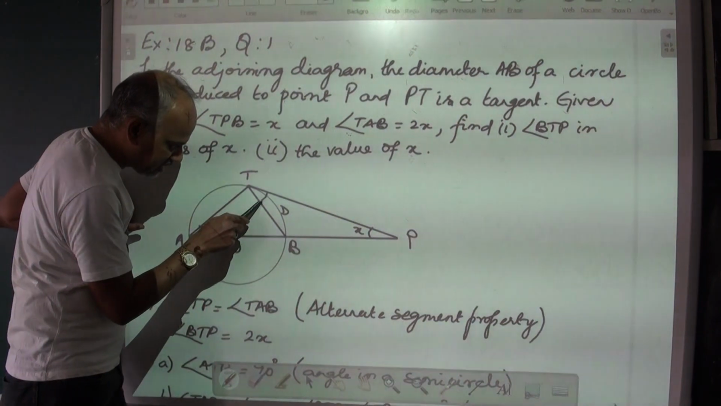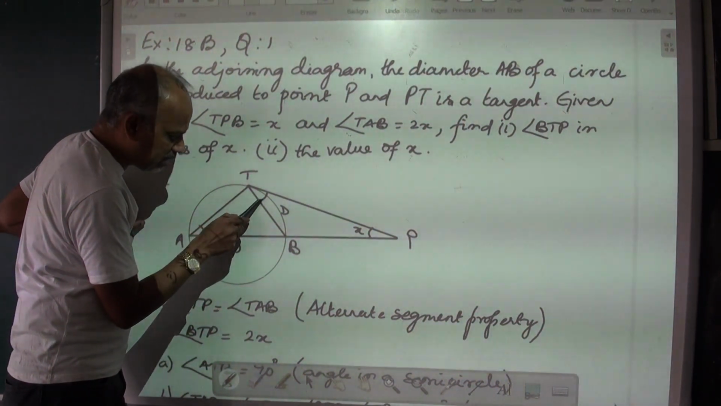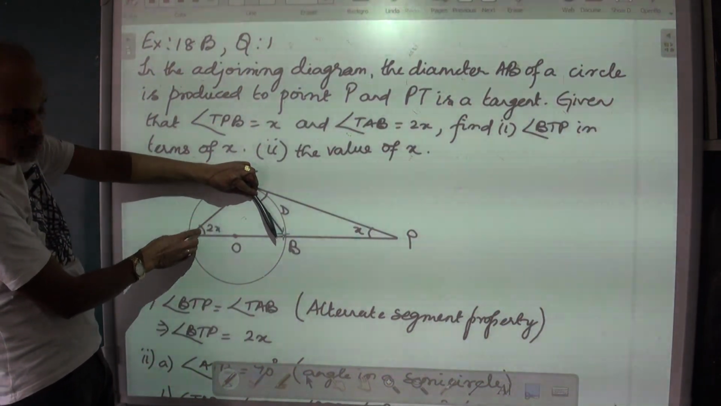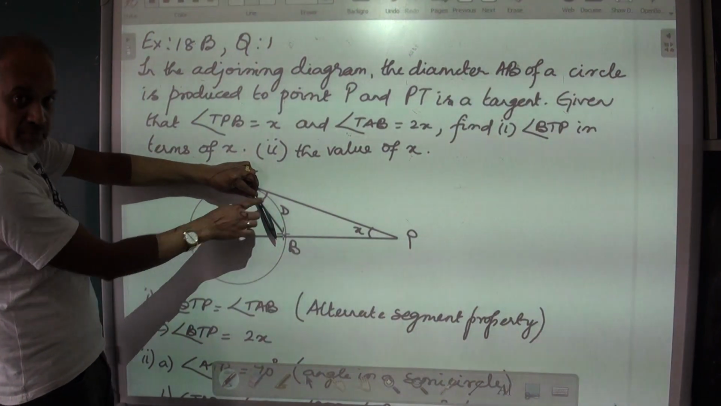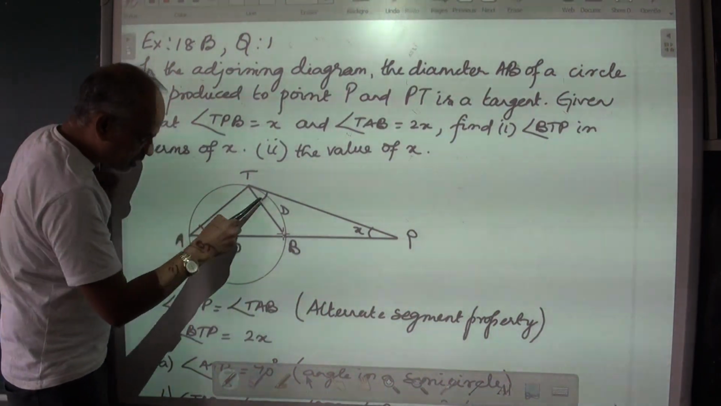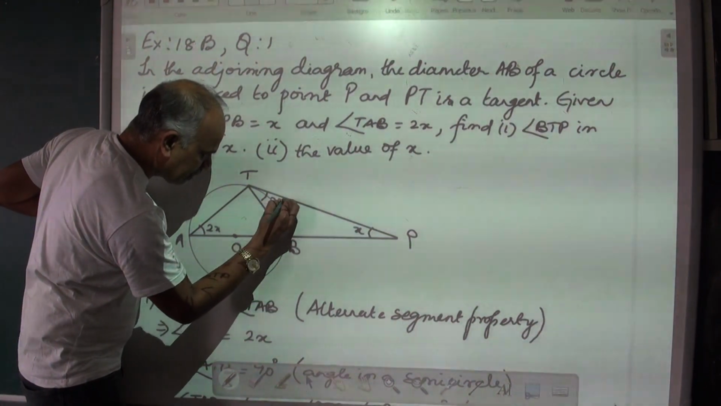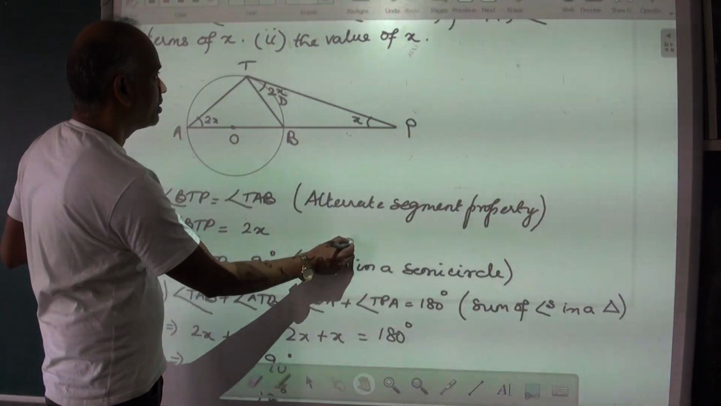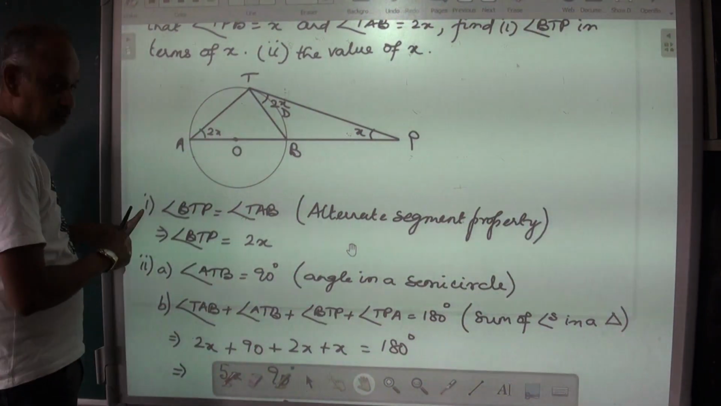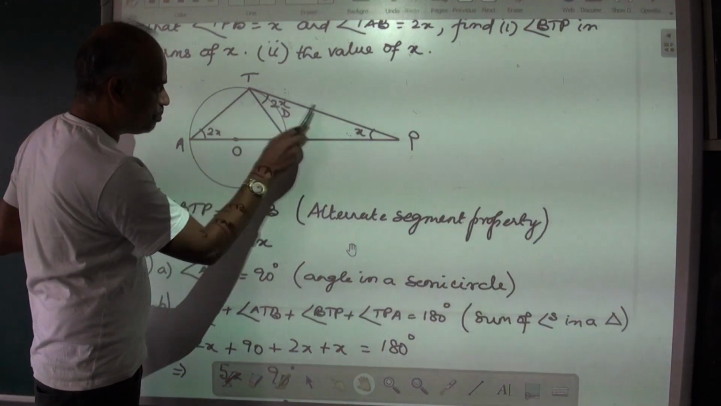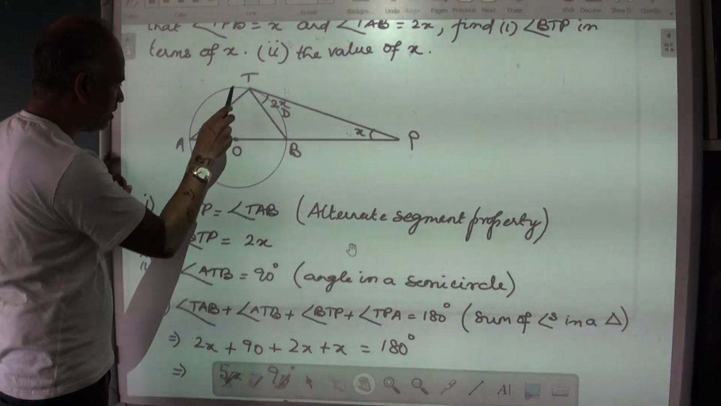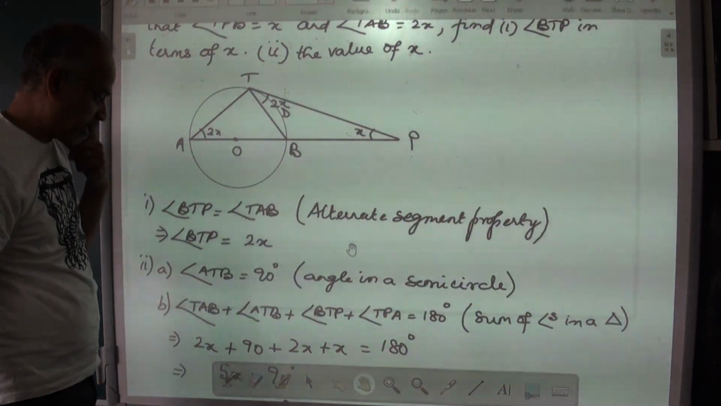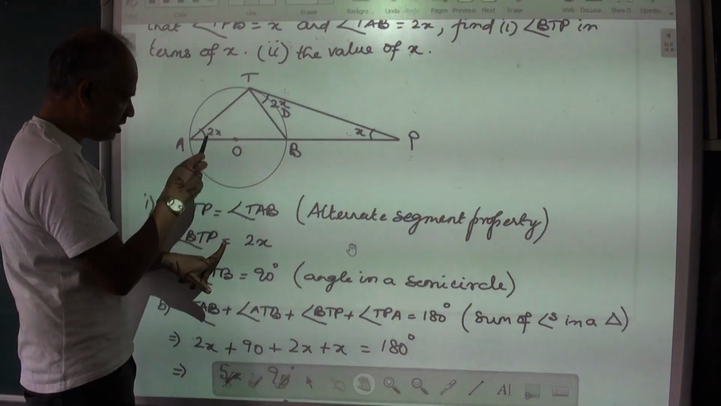So this is the angle between chord and the tangent. The angle between the chord and the tangent must be equal to the angle made by the same chord in its alternate segment. This is the angle. This angle and this angle will be same. So if this is 2x, this also must be 2x. First one, angle BTP, that is this angle, must be equal to angle TAB. Reason? Alternate segment property, that's the property which we saw before this. So BTP is equal to TAB, which is 2x.